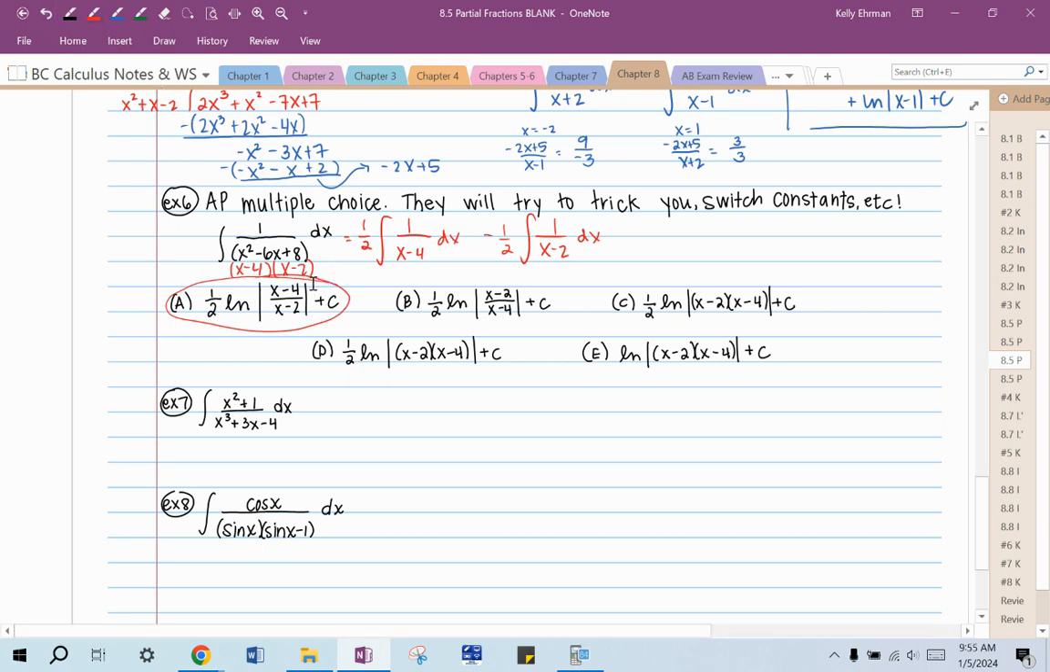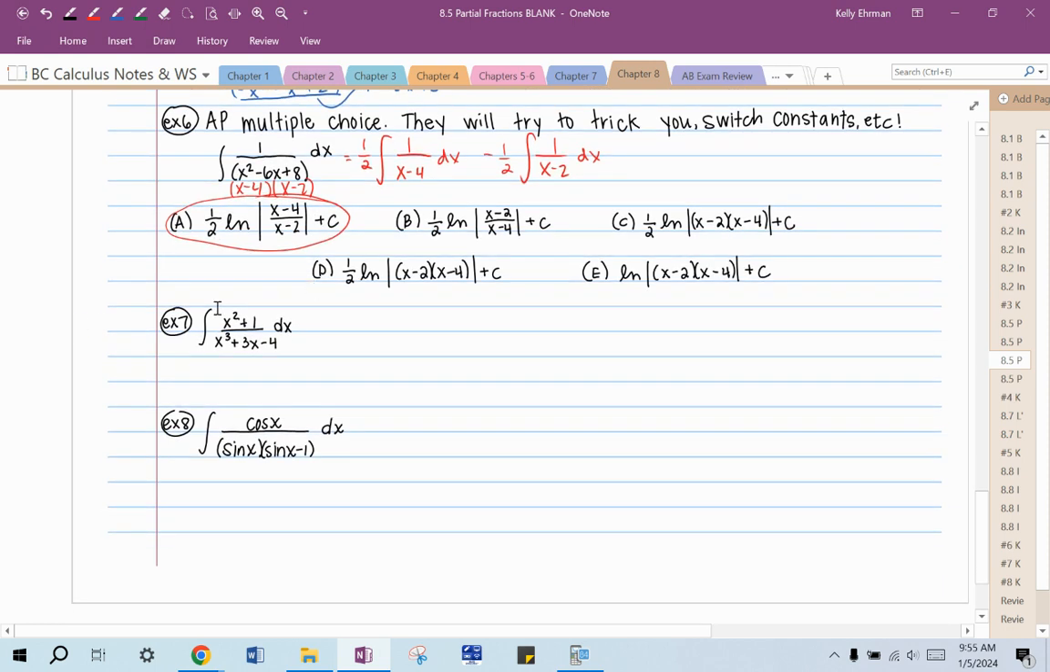All right, example 7. So this is bottom heavy, but just because we have something rational doesn't mean we can always do partial fraction decomposition. I can't factor this denominator because it's x cubed plus 3x minus 4. So don't forget about all the other methods. That's what chapter 8 is all about. Chapter 8 is basically remember everything.